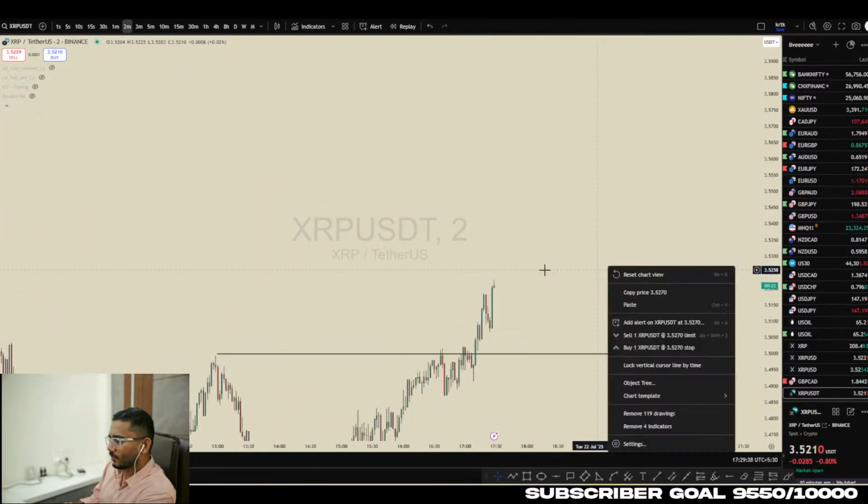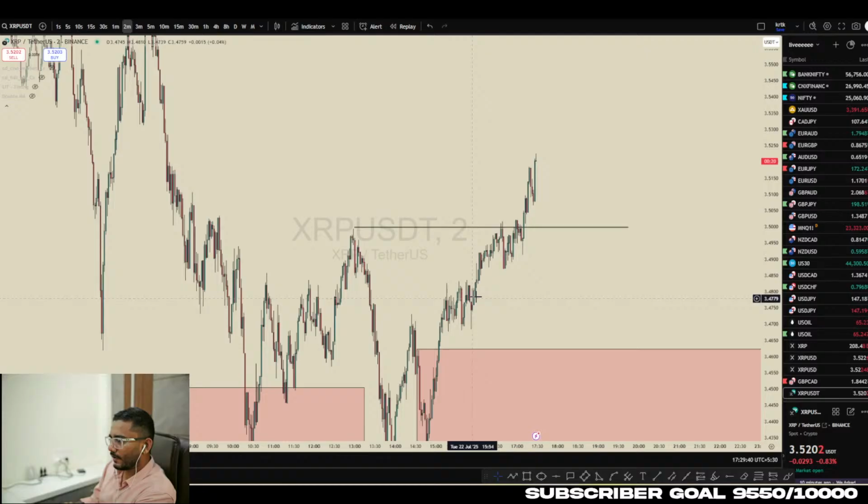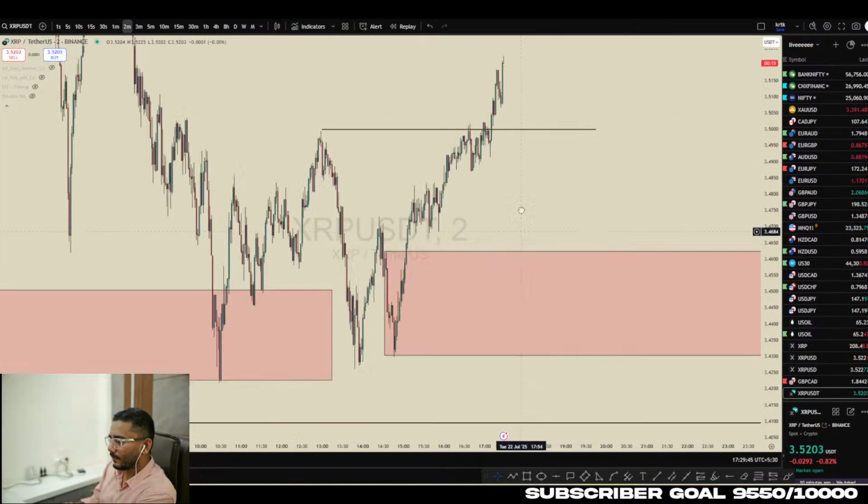On XRP also, it is creating a trend line liquidity over here. We want price to create a new sweep so we can look for a buy side entry. Right now we have this sort of block.